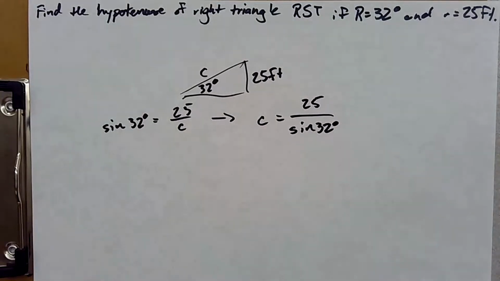You can plug that into Desmos or any other calculator. I'm not going to bother showing you how to do that again right now. I'm just going to put in 25 divided by sine of 32 and get that this is about 47.2 feet.